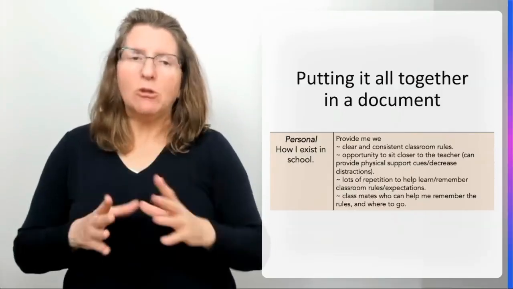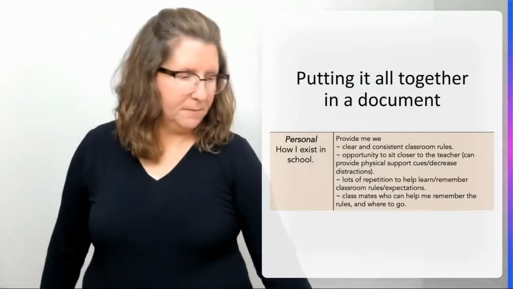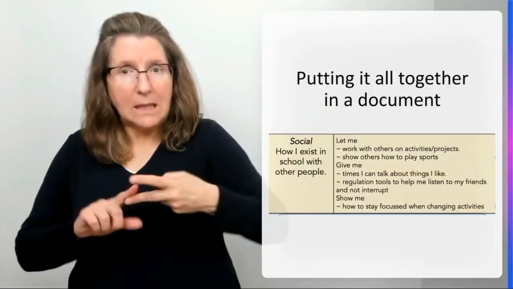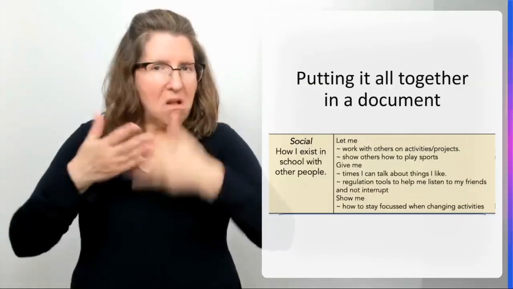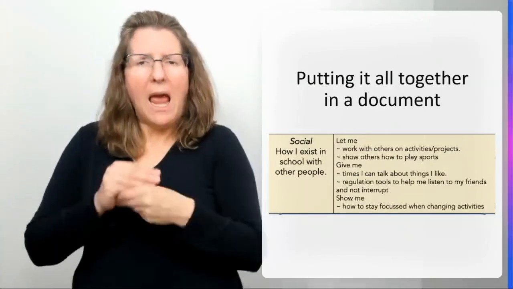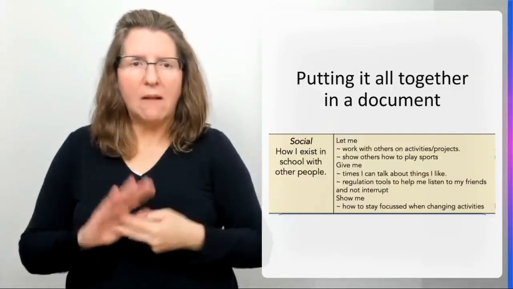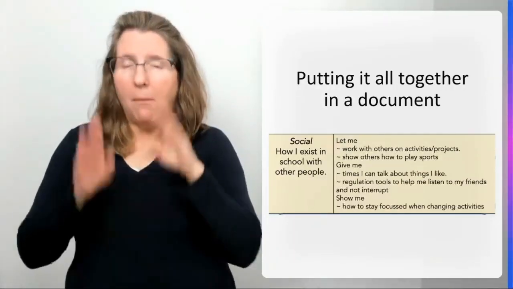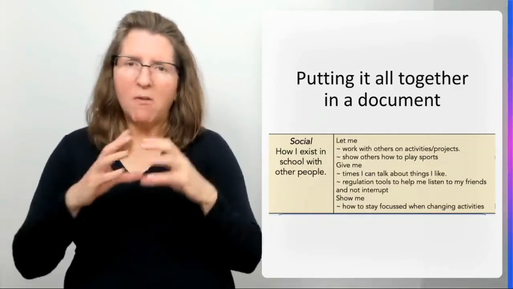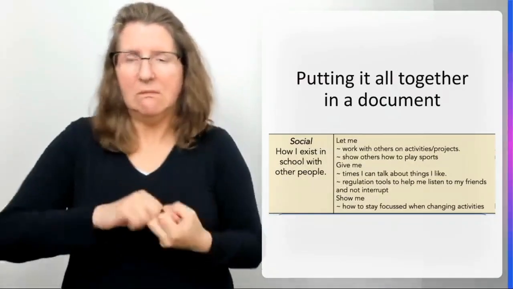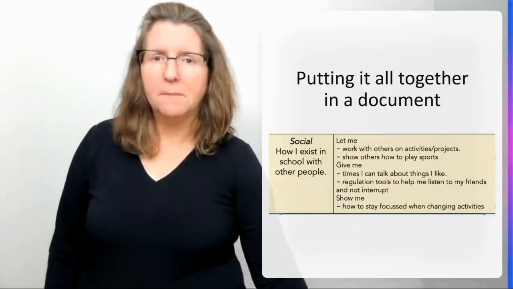So the supports discussed earlier under personal purpose are outlined here. The second row on the form outlines the supports discussed earlier regarding Aiden's social purpose. There's one additional one here about regulation tools. Aiden can use fidgets to keep his hands occupied while listening to others. It will help him focus.